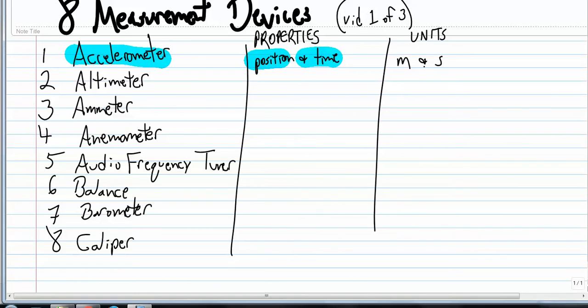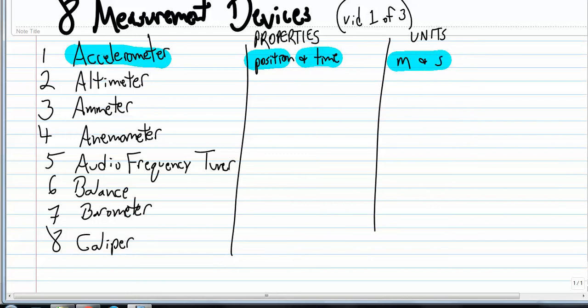It's not important to this quiz, but the unit of acceleration that we use in physics is meters per second squared, or meters per second per second. But once again, I don't care for this particular quiz. So meters and seconds, that is enough.